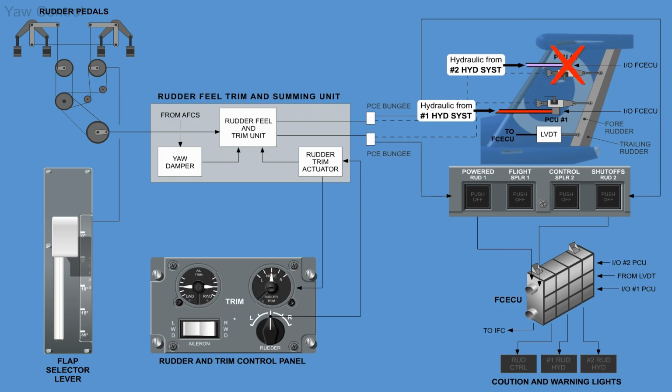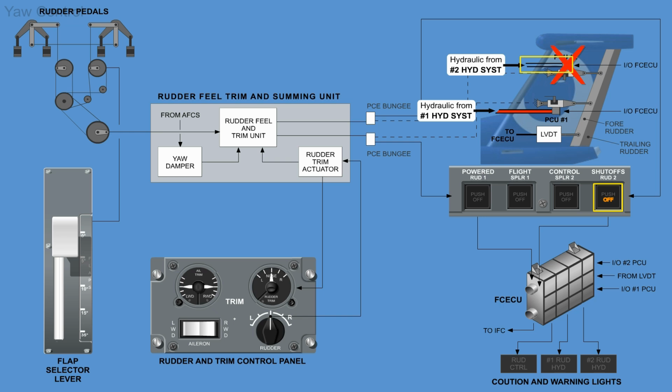If a jam occurs in a rudder power control unit, the corresponding rudder 1 or rudder 2 push-off switch light turns on. The illuminated rudder 1 or rudder 2 switch light must then be pushed to depressurize the affected power control unit. When pressed, the push legend will go out, but the off legend will remain on as a reminder that the switch light has been pushed off.